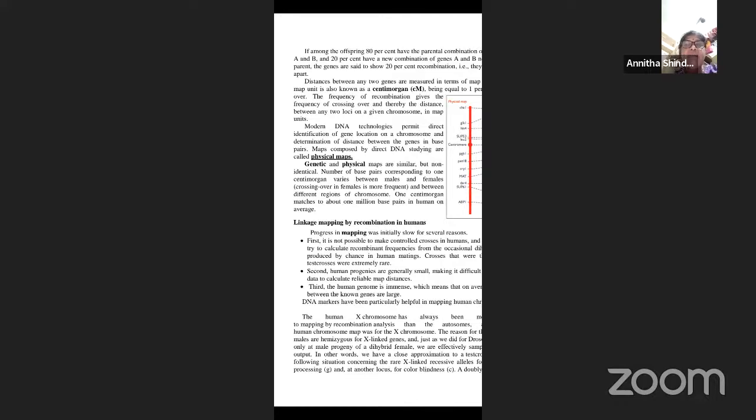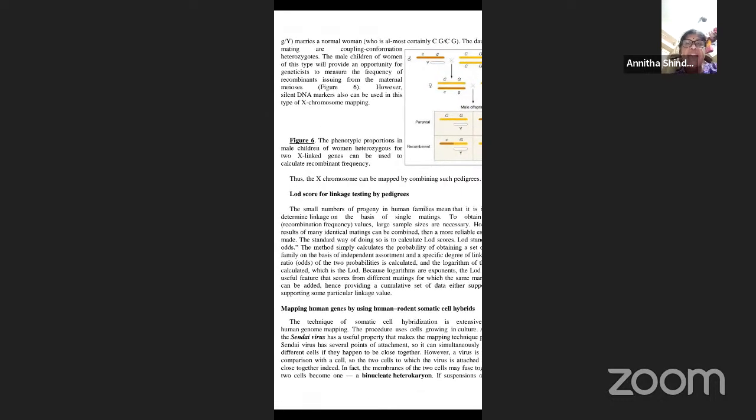Now, linkage mapping by recombination in humans. This is not required. This we have to talk with reference to only fishes. Okay. Next, we'll go to another one.